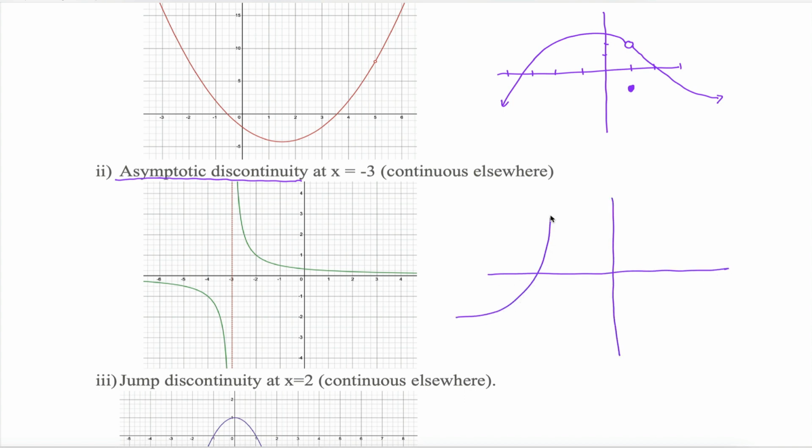Here's another function that has an asymptotic discontinuity. This time the vertical asymptote appears to be at -2 here. To the left of the vertical asymptote, we go up towards infinity. To the right, we go up towards infinity. But because these lines never connect, I can't sketch the graph without jumping from here over to here. A hiker could not get from my start over here on the left to the end over here on the right. Here's another picture of an asymptotic discontinuity.